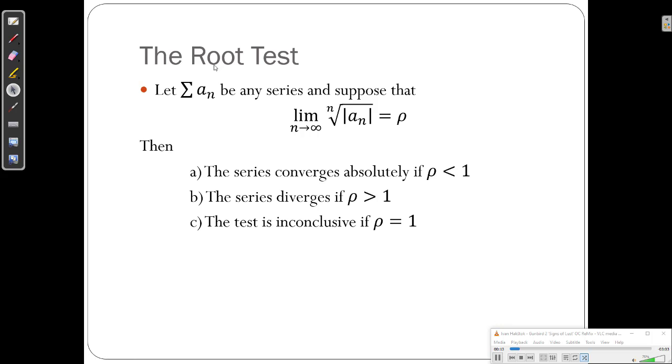So the root test. We're also going to calculate this rho, but in this case the way you calculate rho is you take the nth root of the absolute value of a sub n. It's the same conditions on rho though. It converges absolutely if rho is less than 1, diverges if rho is greater than 1, inconclusive if rho equals 1. Got to use a different rule if that happens.